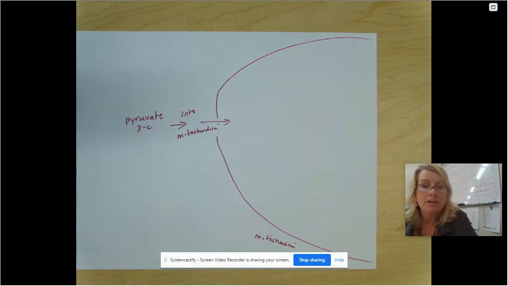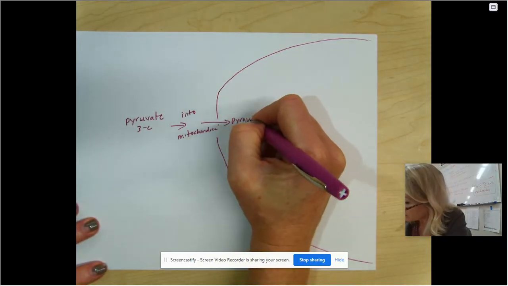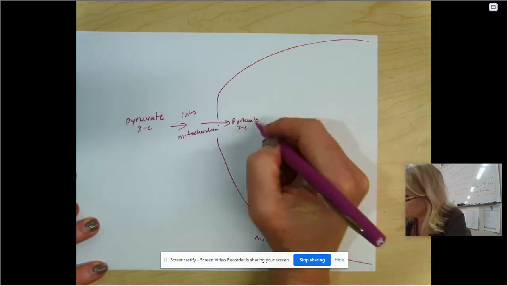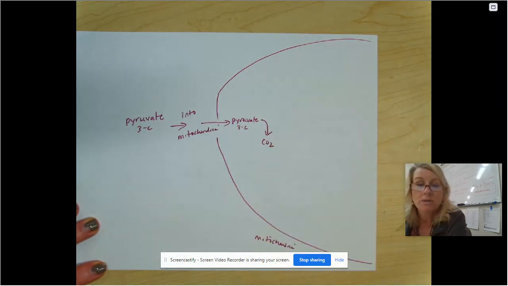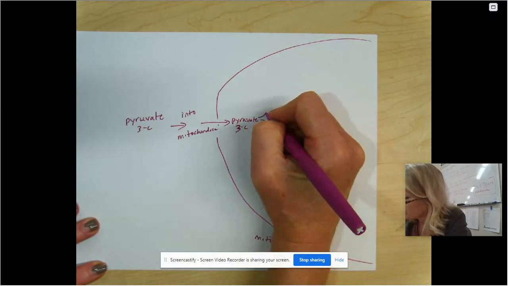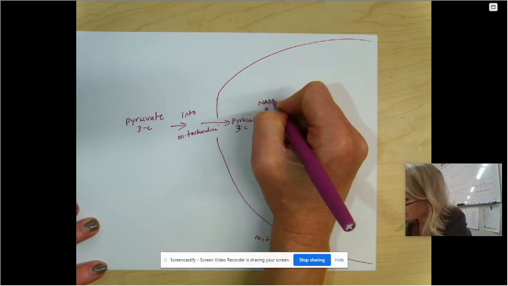There's another step right here before we start the citric acid cycle where pyruvate gets oxidized. Remember, we have 3 carbons. We're going to lose a carbon in the process or in the form of carbon dioxide. So we've gone from 3 carbon to 2 carbon. And we're also going to rip off some electrons and create NADH.